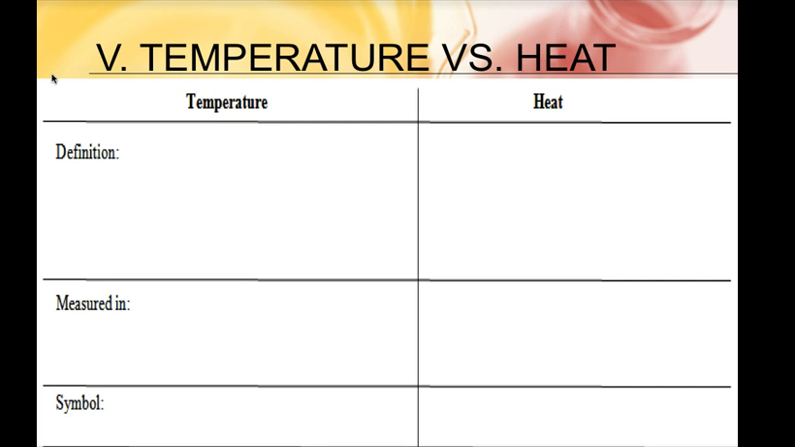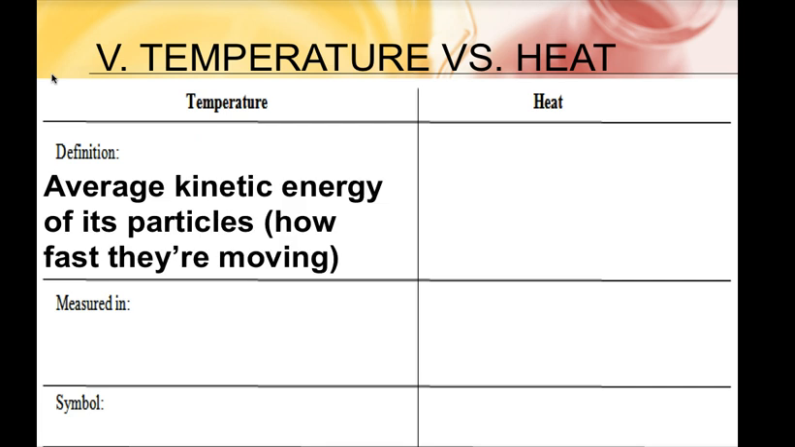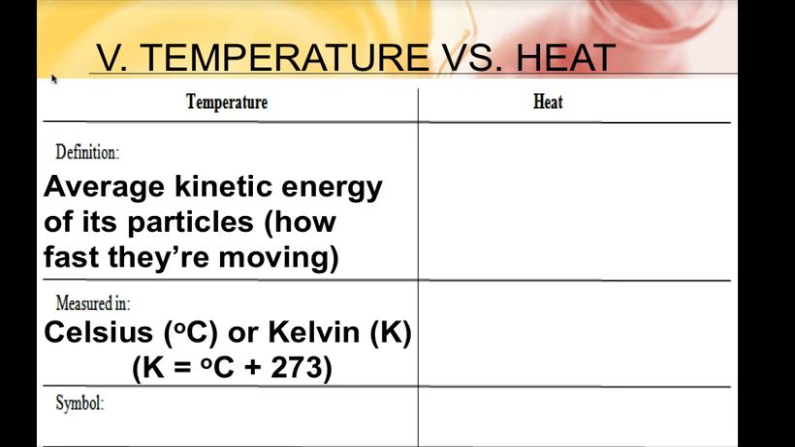Let's quickly run through the definition. Remember we said that the definition of temperature is basically kinetic energy. The faster particles are moving, the higher the temperature is going to be. It's measured in two scales, either degrees Celsius, which you're probably familiar with, or a scale called the Kelvin scale. Converting between the two, there is a formula on reference table T. It's relatively simple because it's a matter of simply either adding or subtracting 273. The symbol would be, of course, capital T for temperature.